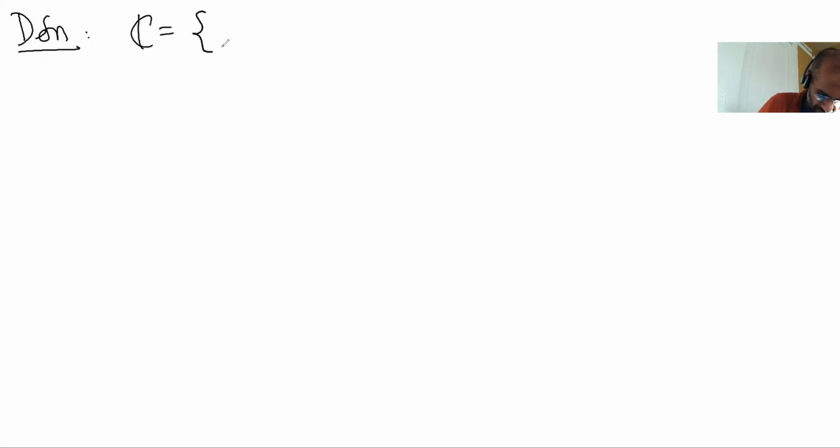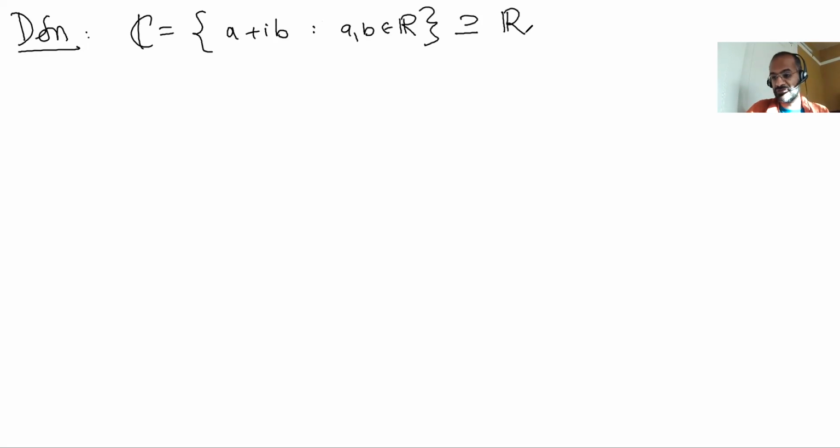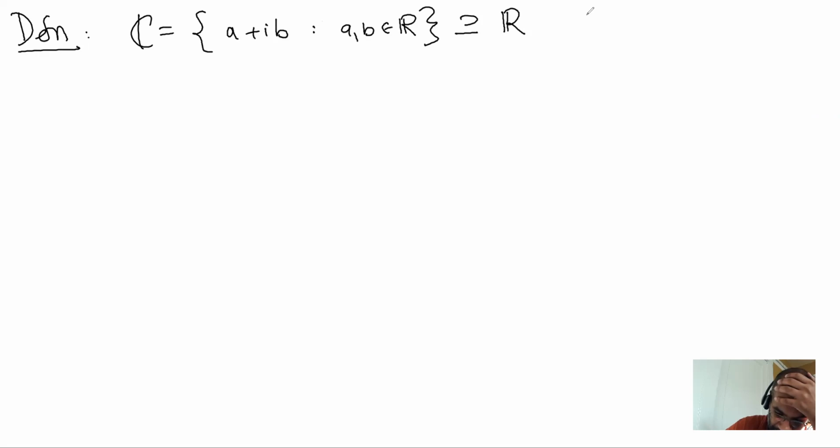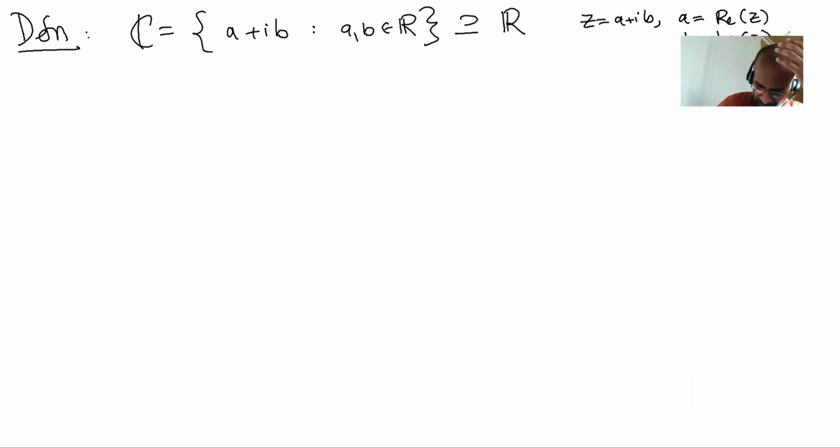So it's a set of numbers of type a plus ib, where a and b are real numbers. In particular, the set includes the real numbers by setting b equal to 0. And if you have a complex number z equal to a plus ib, then a is called the real part and b is called the imaginary part. So they're defined by pairs of real numbers. And then you can add, multiply, and divide them.